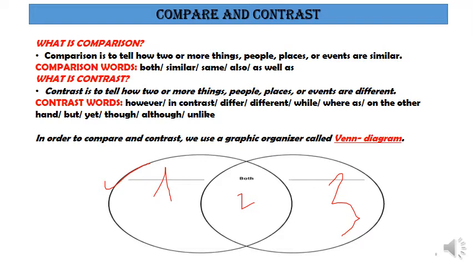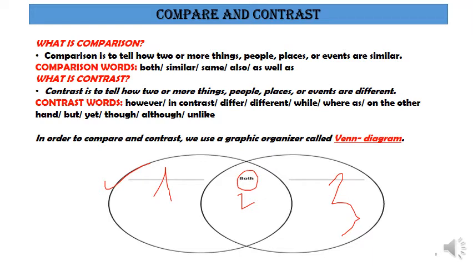As you can see here, we can see the word both. Both means comparison, means similarities. So in the middle, we write the similarities between the two things we are comparing. Now, in numbers 1 and 3, we write the differences. It means we contrast here. So, in number 1 and number 3, we write the differences, and in the middle, we write the common points between the two things we are comparing and contrasting.